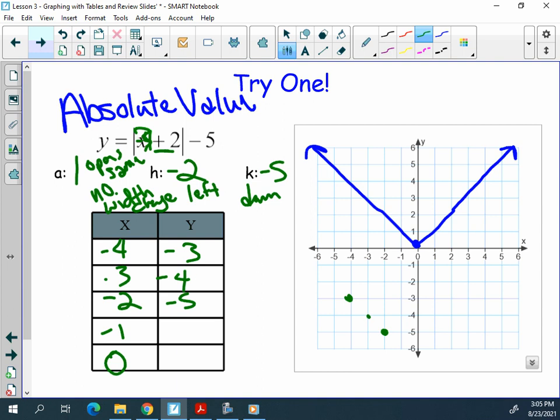And then negative 1 plus 2 is 1. Absolute value 1 is 1. Minus 5 is negative 4. I hope you're seeing a pattern here. And then 0 plus 2 is 2. Absolute value is 2. Minus 5 is negative 3. Notice that's exactly what we expected. There's no width change. It's still an upward facing V. And that's how you graph with tables.